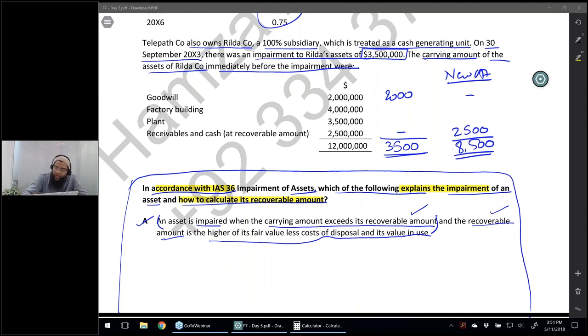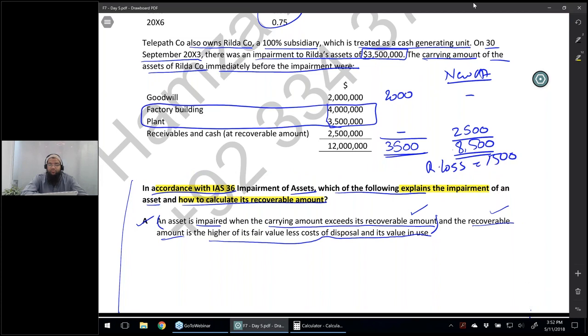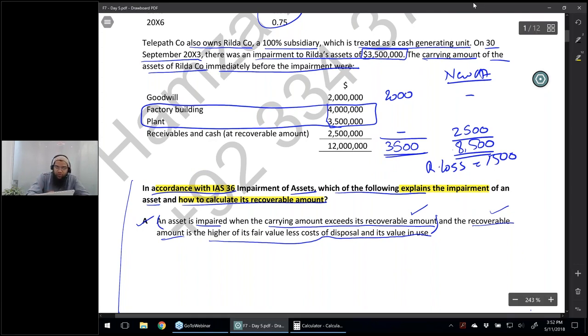Okay, now how are we going to allocate the remaining loss of 1500? We are going to allocate the remaining loss of 1500 onto the factory and the plant, which are 4000 and 3500. So the allocation is going to be on the basis of percentage, 4000 out of 7500 and 3500 out of 7500.